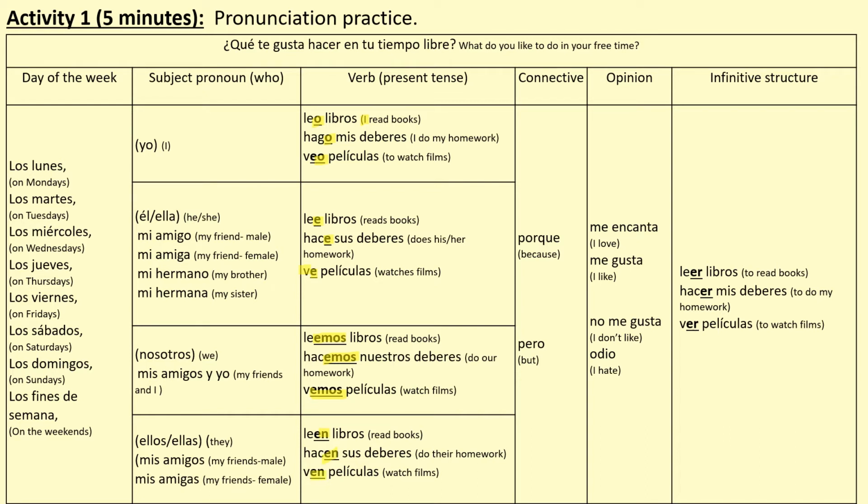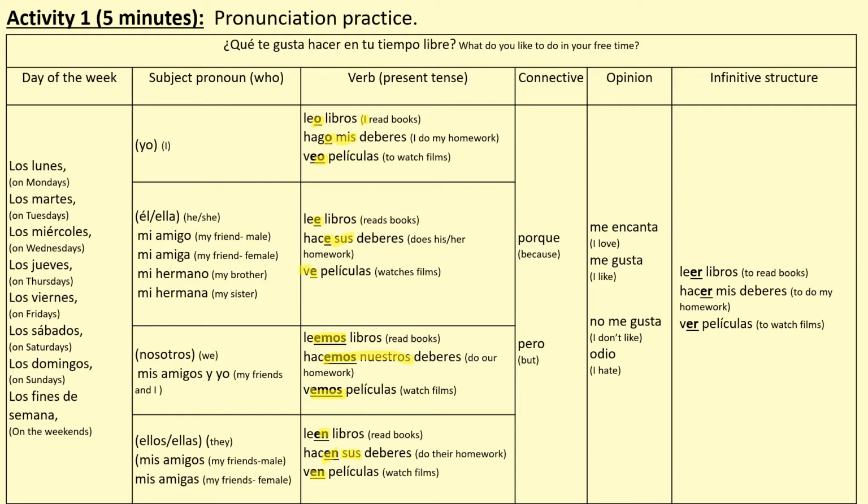Note as well, when we're talking about homework, of course, we can't say hacen mis deberes, we couldn't say they do my homework. So note, in this sentence each time, the possessive adjective is changing. So here we have sus, then we have nuestros. Go back to sus, and of course, you all know mis to mean my.